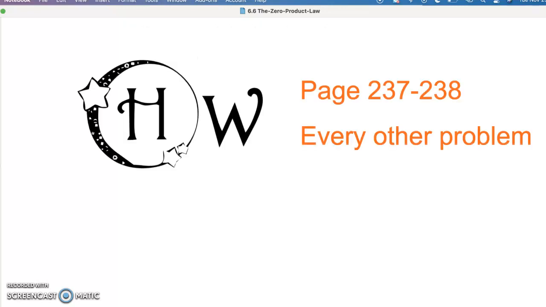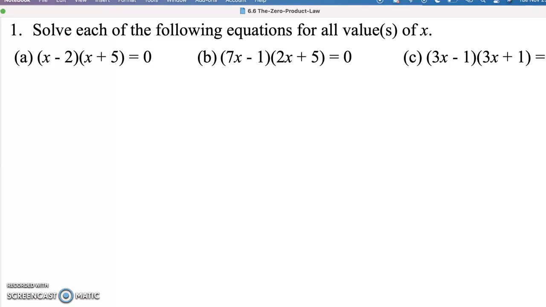Hello class, this is homework help on page 237 and 238. Let's look at our first question.